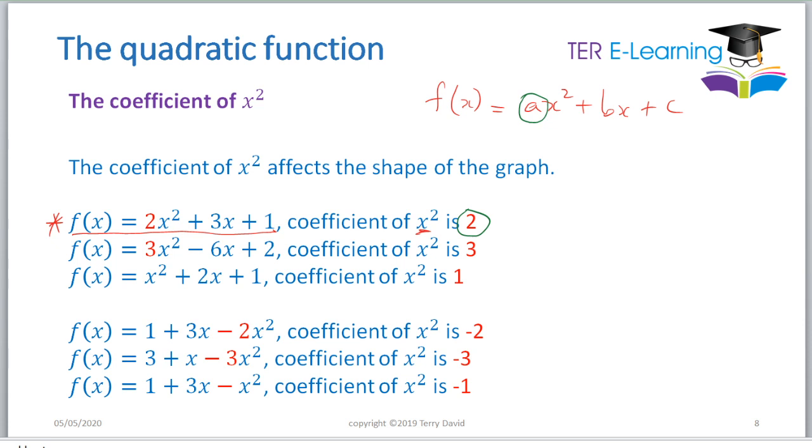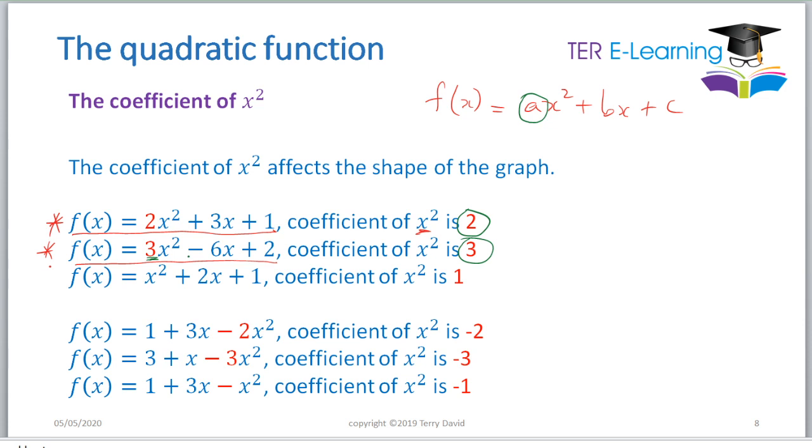Alright, I just need to make sure you all understand what the word coefficient means, right? It is the number in front. So if I look at this second function here, f of x is equal to 3x squared minus 6x plus 2, the coefficient of x squared in this particular case is 3. It's the number in front of the x, right? In front of the x squared, sorry.